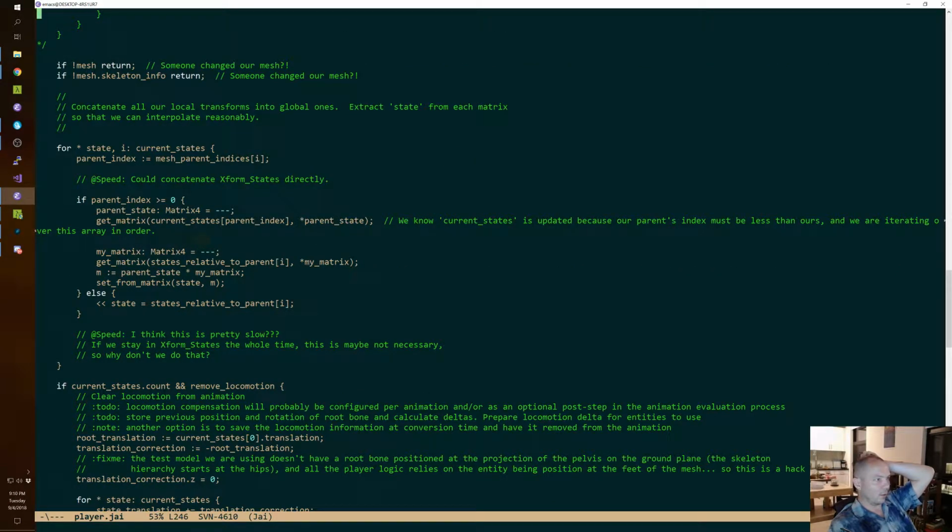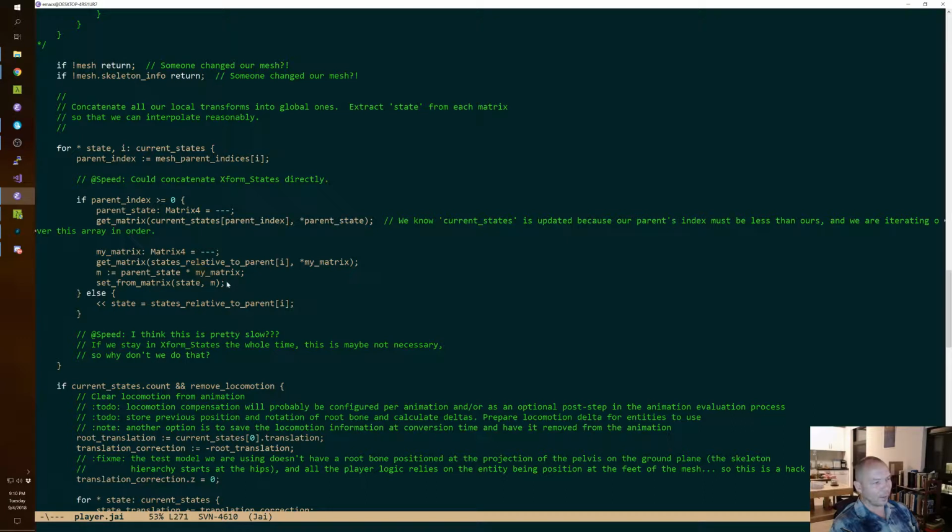So for every node in the hierarchy, for every bone, we get the matrix for the parent. We get the matrix for this. We multiply the matrices, and then we set a new X-form state from that matrix. This is a bunch of spammy math that is not really necessary and probably inaccurate. The reason is, our outputs here used to be a matrix, but now it's one of these X-form states. And so, we could do the math on the X-form states directly.